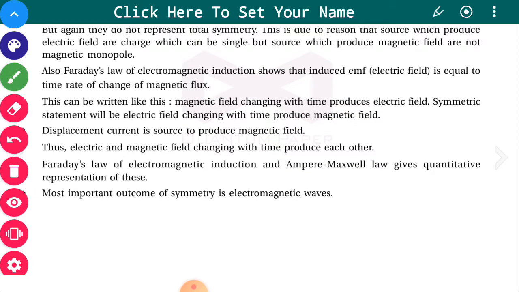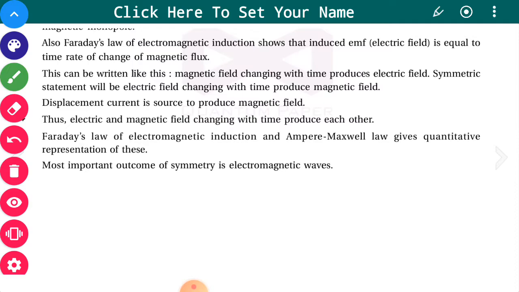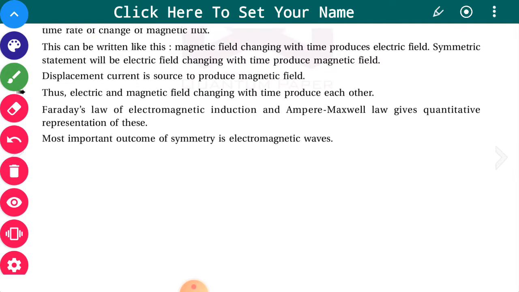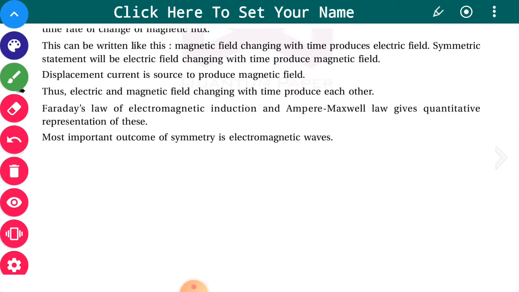Also Faraday's law of electromagnetic induction shows that induced EMF is equal to the time rate of change of magnetic flux. This can be written like this: a magnetic field changing with time produces an electric field. The symmetric statement will be: an electric field changing with time produces a magnetic field. Displacement current is the source to produce magnetic field. Thus electric and magnetic fields changing with time produce each other.